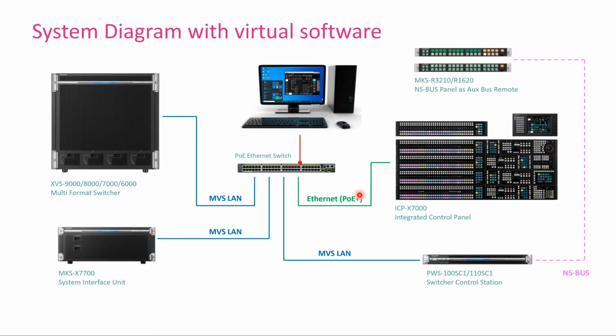And to be able to use the virtual software, after you activate your license in the control station, you only need to connect your PC to this subnet network environment. Then you can log into the PWS-SC1 switcher control station to call out the application in the web browser. Just type in the IP address.